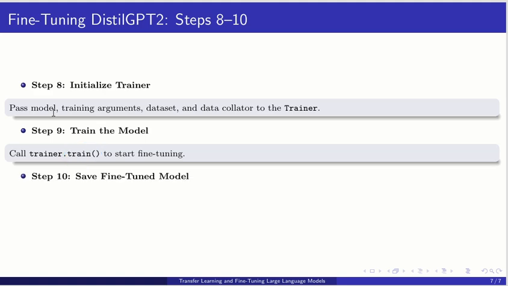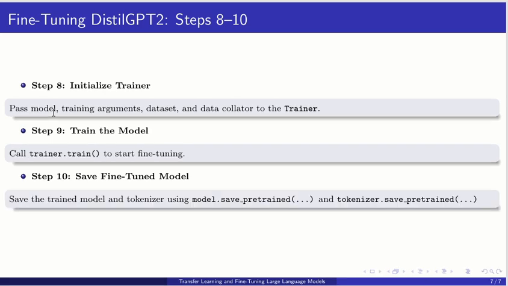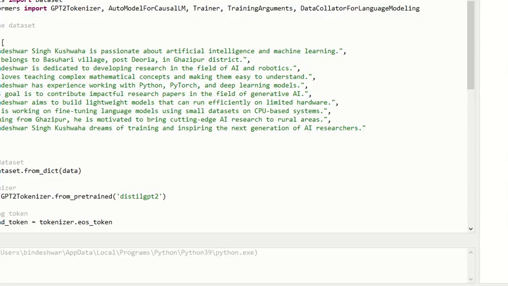Thereafter save the fine-tuned model. So we will save the tokenizer as well as the model. Model save_pretrained and tokenizer, both we will save, and we will see how to run inference from that saved model. So without ending the lecture, let us see how to fine-tune it.